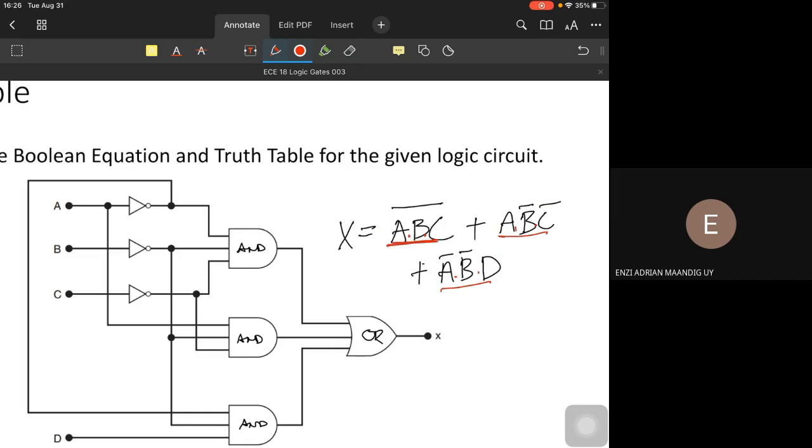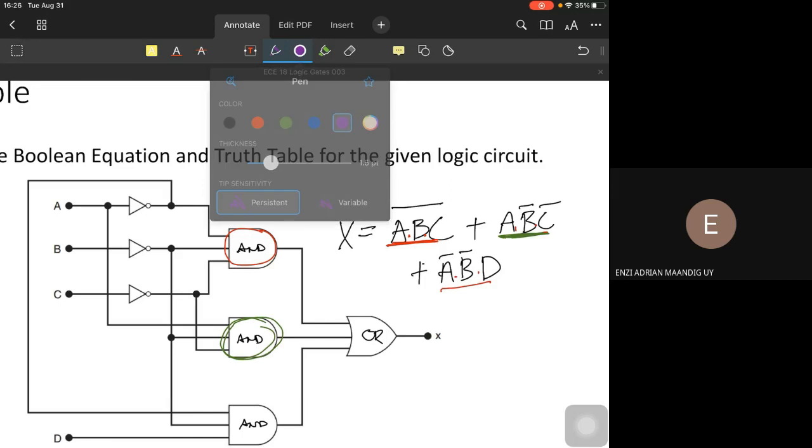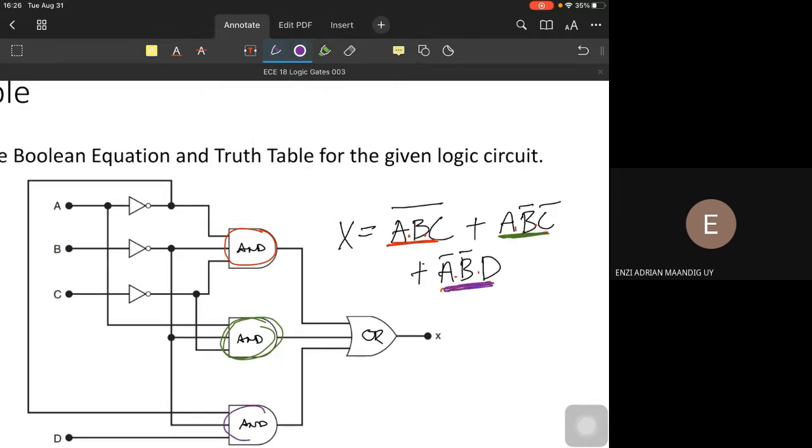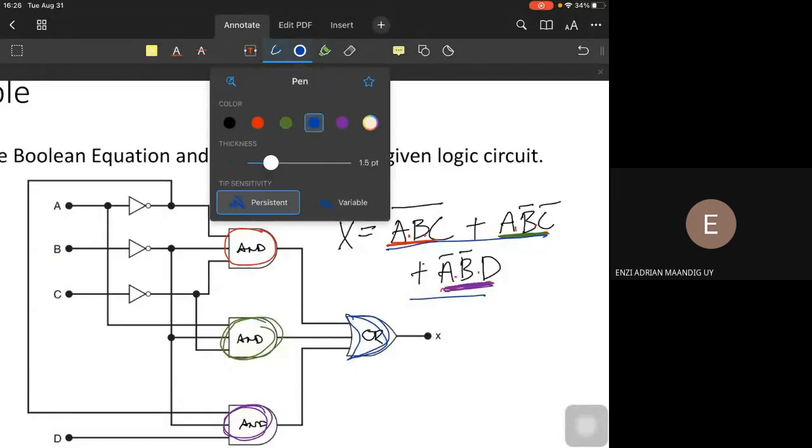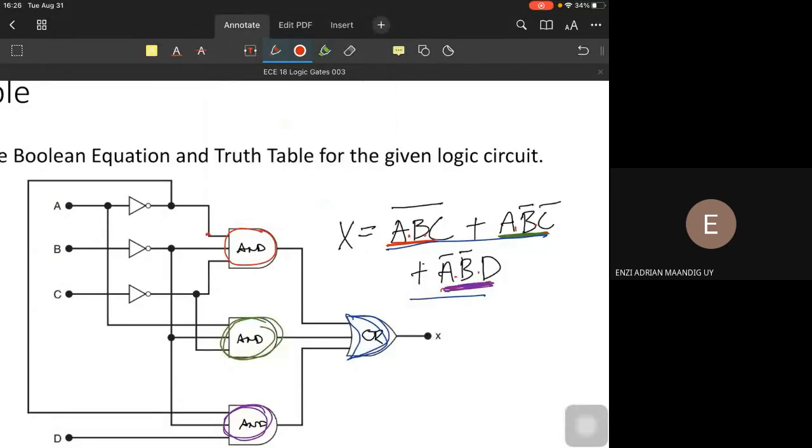Kaning first is this one. Kani is this one. Kani is this one. Ang overall nga OR is this one. So first nga AND gate, tulo yang input. A prime, B prime, C prime.